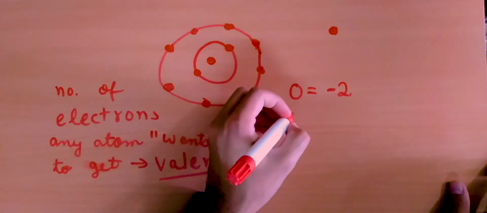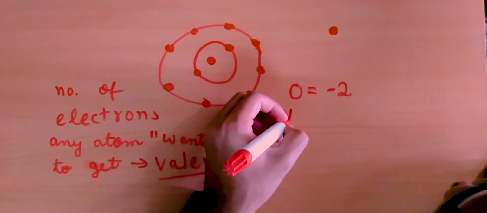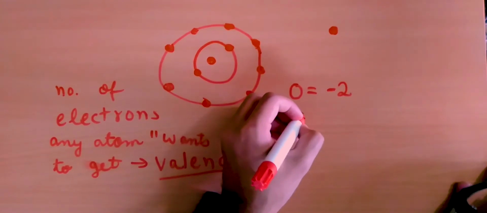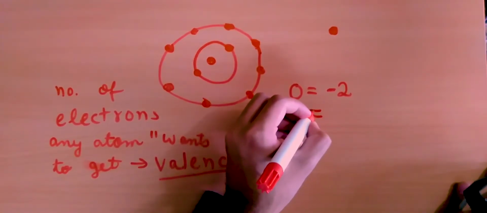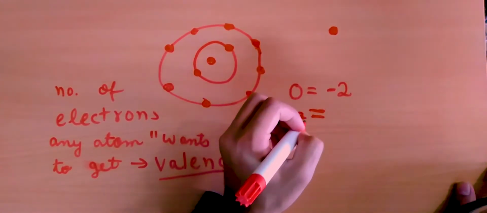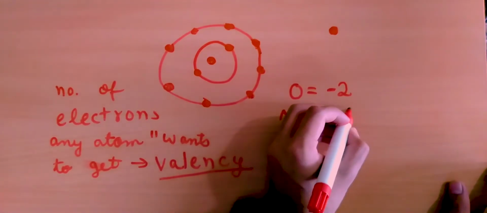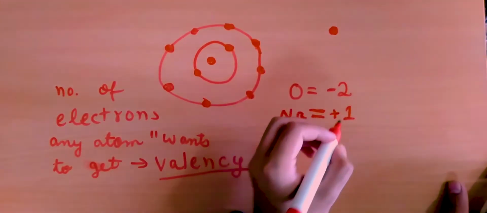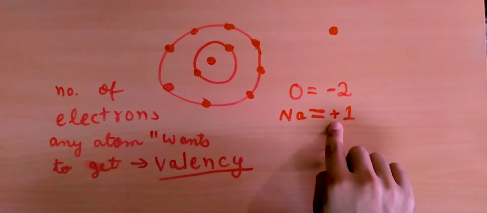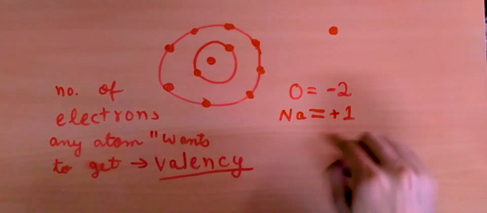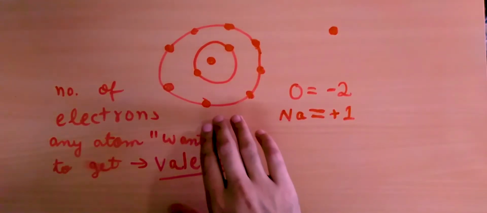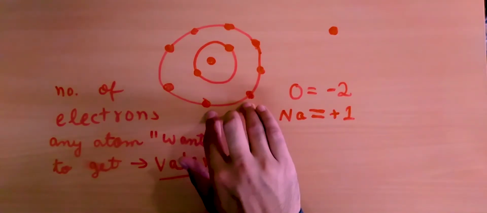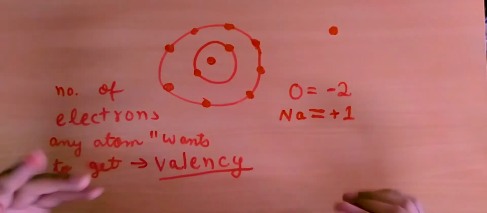And if I have to write it, the symbol of sodium is Na, and the valency of sodium is simply equal to +1. Now what does this plus suggest? It simply suggests that sodium likes to give this 1 electron away to achieve those 8 electrons in its outermost shell, or achieve that stable state.